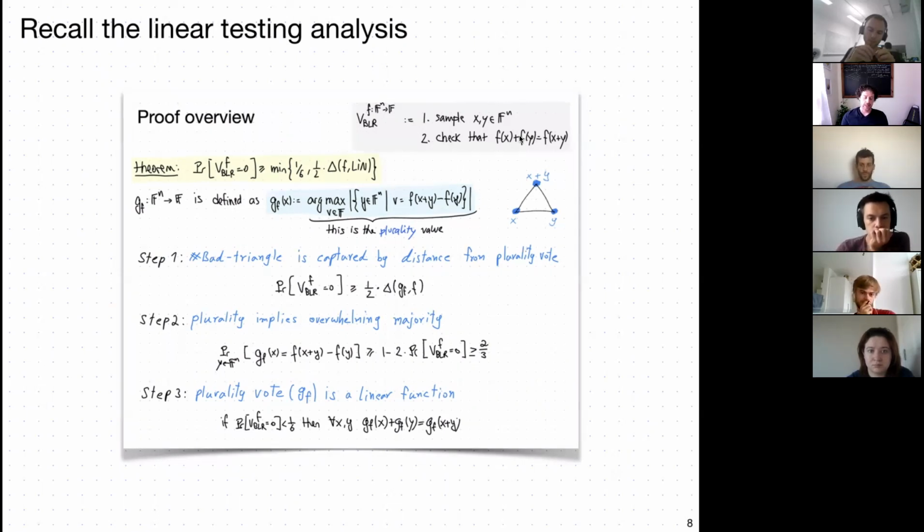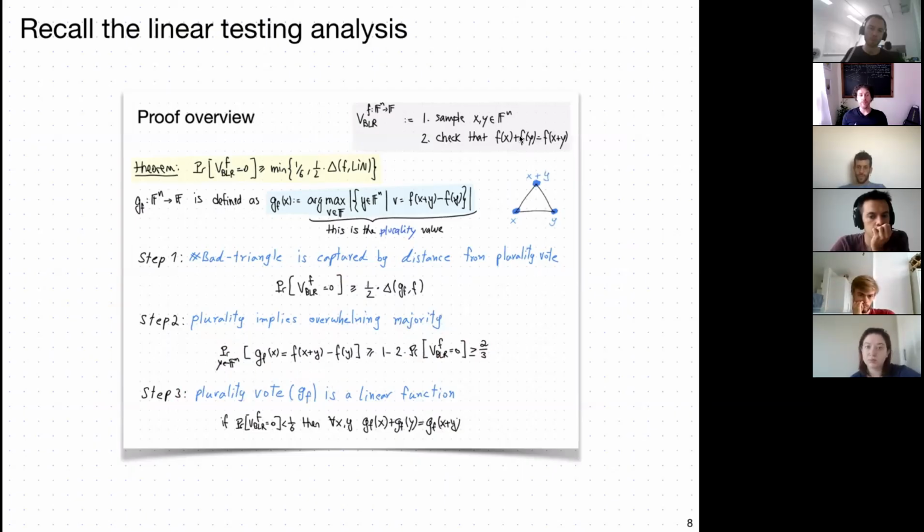Let me quickly remind you what happened in the linearity setting, because we'll have the exact same 3 claims. We wanted to prove this theorem. We started by saying that the number of bad triangles, the number of violated local constraints, is close to one particular function. This function is not arbitrary, it's the local correction of the linear function. Then we showed that the local correction, this plurality vote, is actually an overwhelming majority. And lastly, we saw that the plurality vote is actually a linear function.